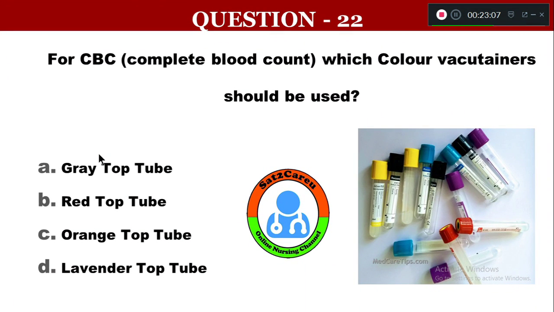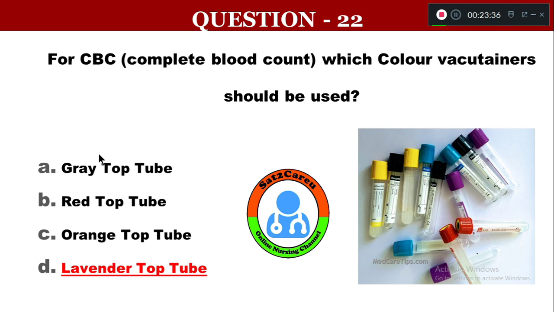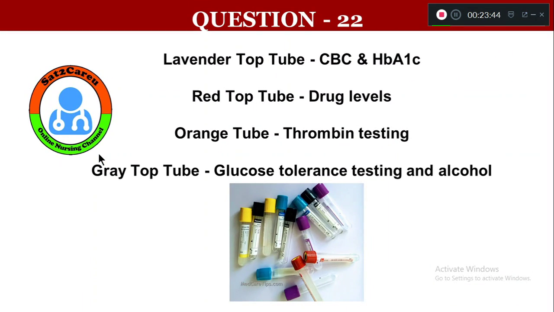Question number 22. So it's an image based question only. For complete blood count, which color vacuum tube should be used? Option A, gray top tube, B, red top tube, C, orange top tube, option D, lavender top tube. So for complete blood count, we should go for lavender top tube vacuum tube, that is commonly used for complete blood count analysis.